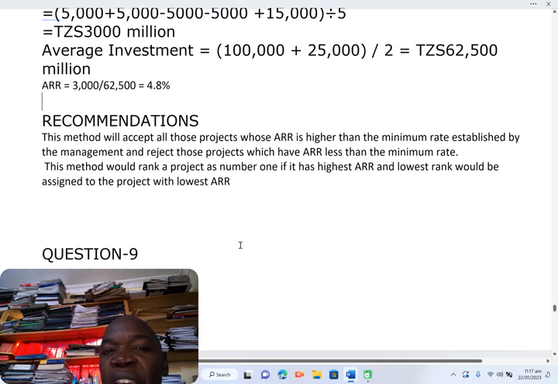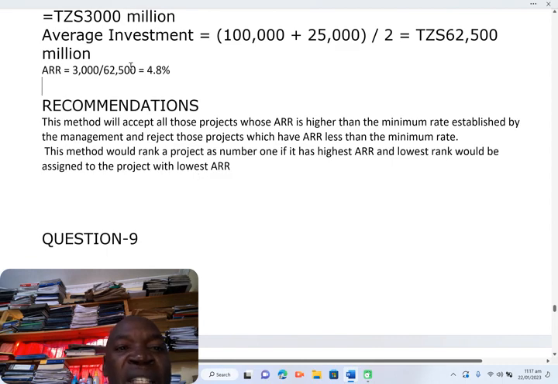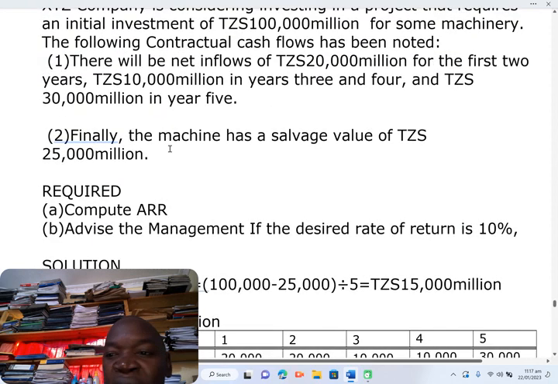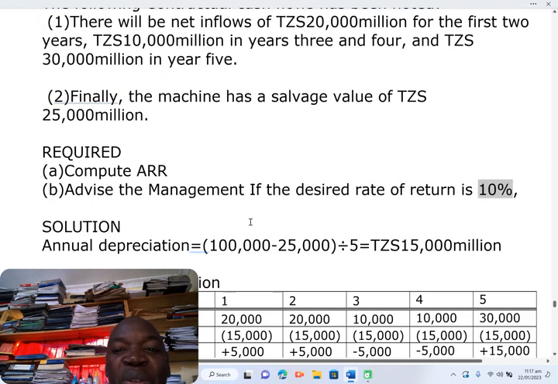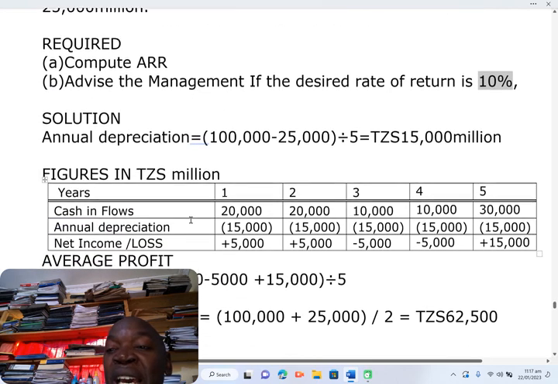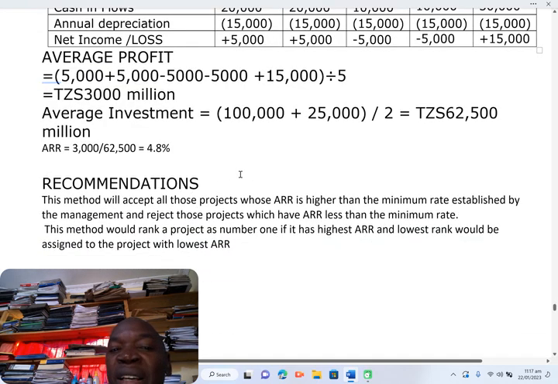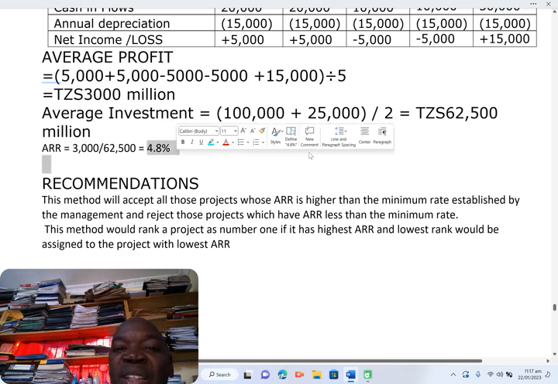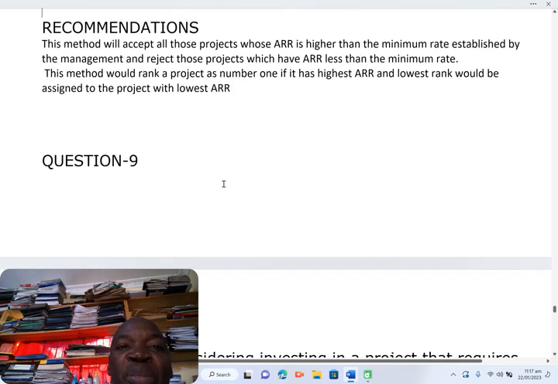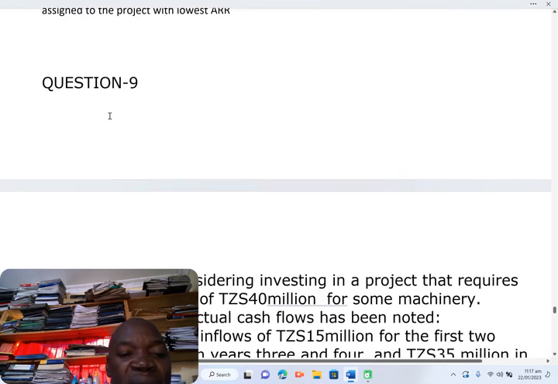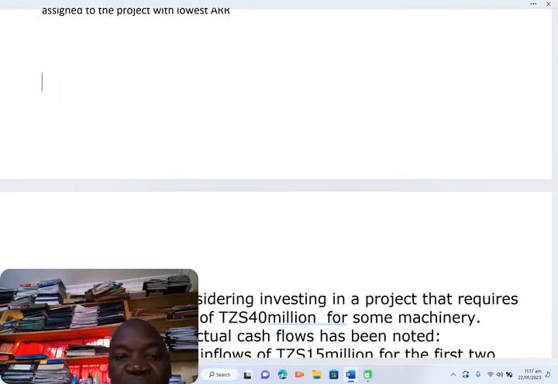And then as you compute, the IRR is 4.8, and you can compare this IRR with the desired 10%. On this ground you have to reject it, because the company desired 10% IRR and you have 4.8 IRR. So this one automatically has to be rejected. So this is how it works.